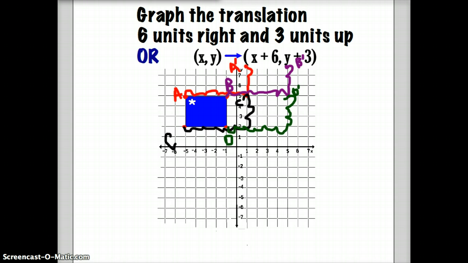If we connect our new ordered pairs, we will get the exact same figure as before. You can see now that I've taken away some of the extra writing. You can see that it's the exact same rectangle as before.